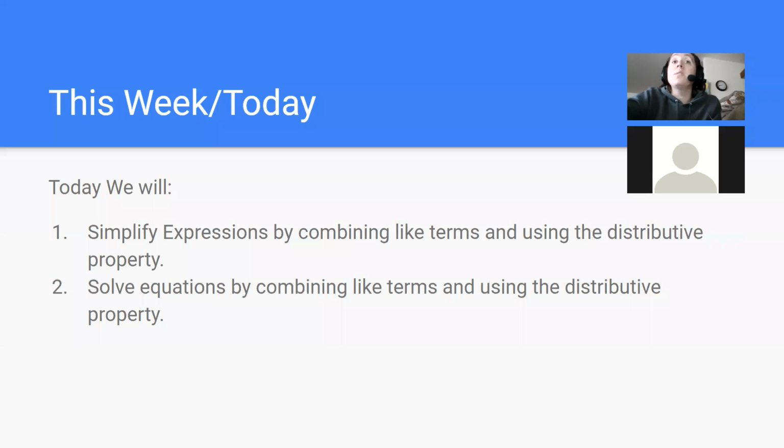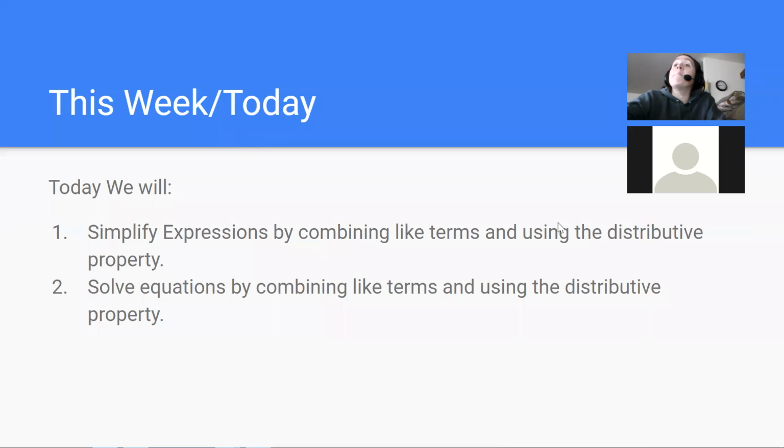Have some notes available to take. So yeah, today we're going to simplify expressions by combining like terms and using the distributive property. And then we're going to solve equations by combining like terms. Actually, I don't think we're going to do that. I don't know why I wrote that one. We're just going to talk about the distributive property and how to combine like terms.